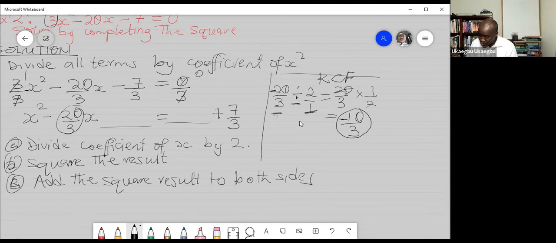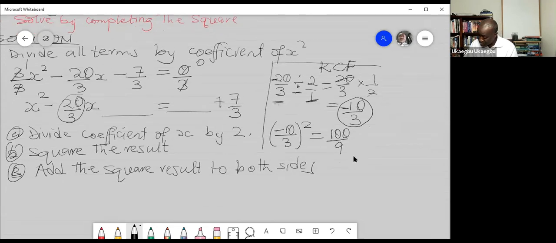Now, next is square the result. So I'm going to square negative 10 over 3, whole squared. So that's going to give me 100 over 9. So now the next step says add the square result to both sides.